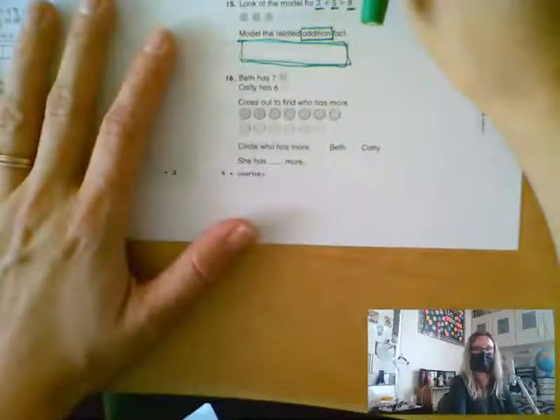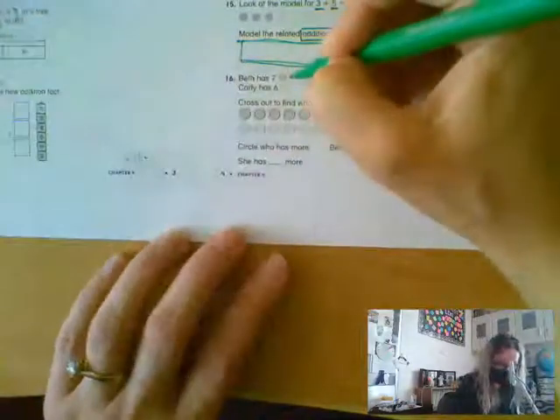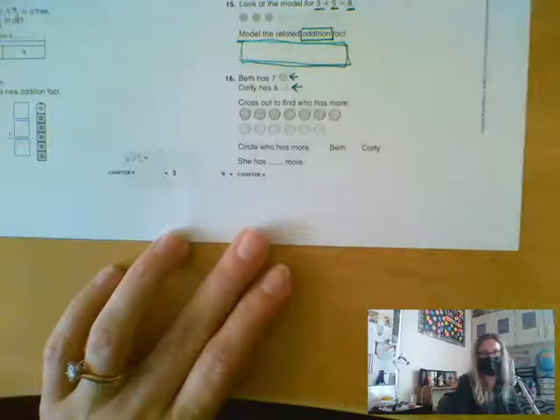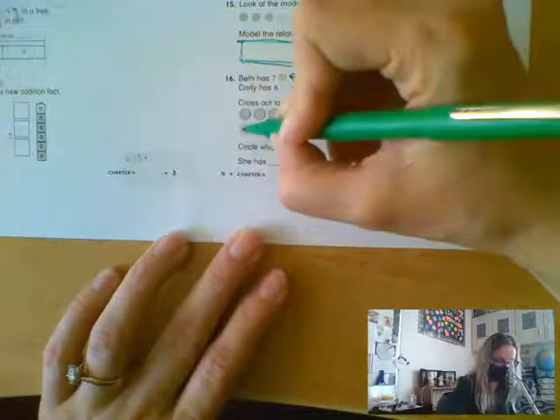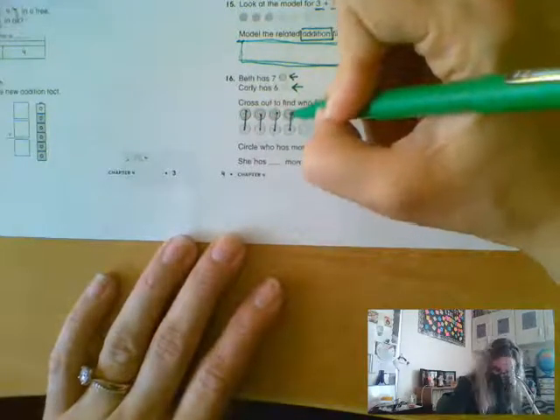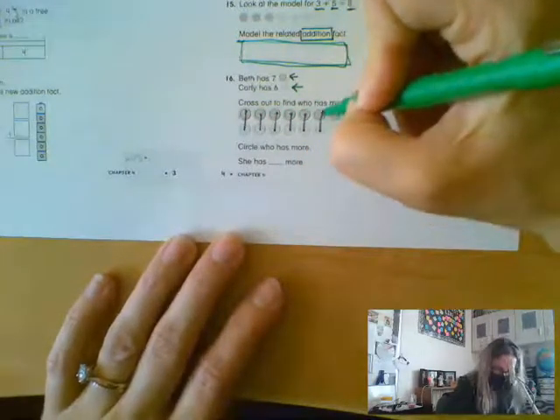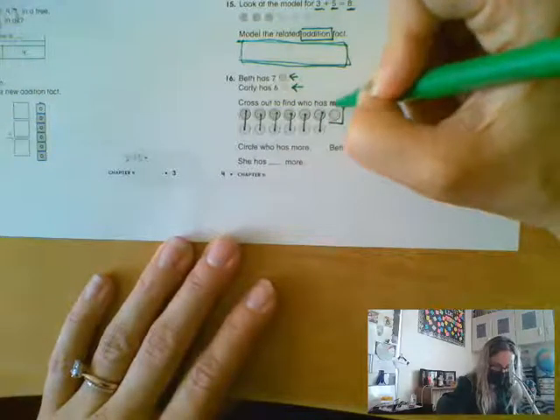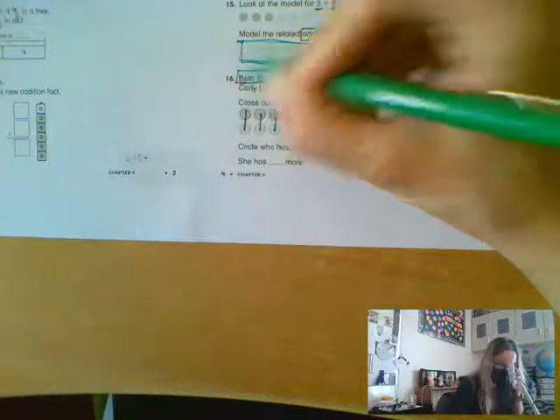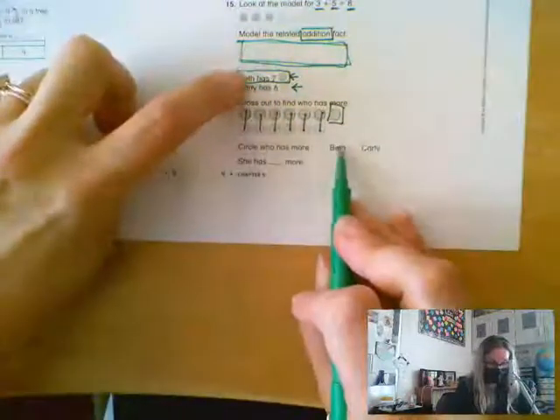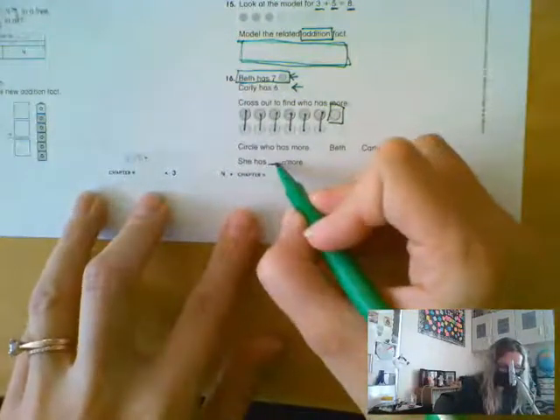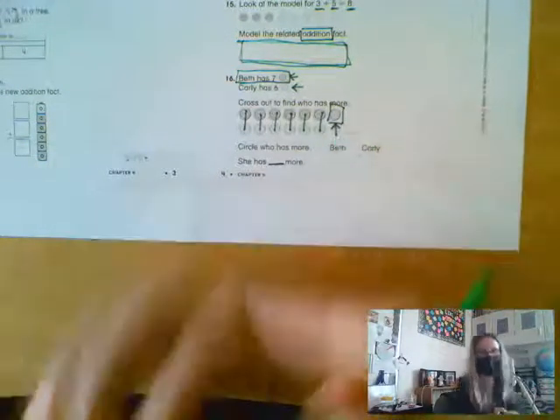And the last one says Beth has 7 dark buttons and Carly has 6 light buttons. Cross out to find who has more. So we go ka-chink, ka-chink, ka-chink, ka-chink, ka-chink, ka-chink. Uh-oh, so this one has more. Who has the dark buttons? So who has more, Beth or Carly? Don't say it, circle it. And then tell me how many more on the line.